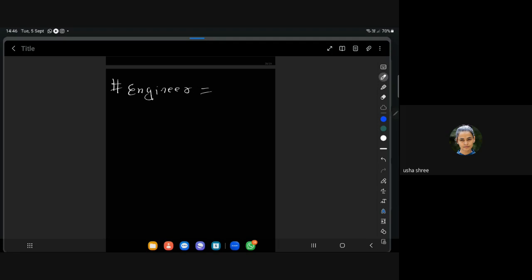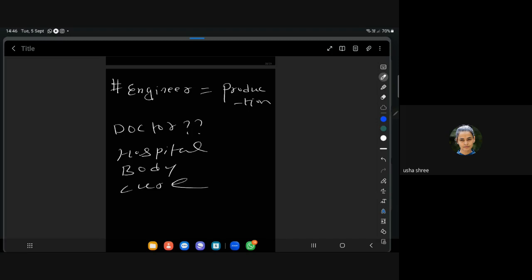Another problem: engineer is related to production. Now they have asked, doctor is related to what? The options are hospital, then body, cure, then surgery.